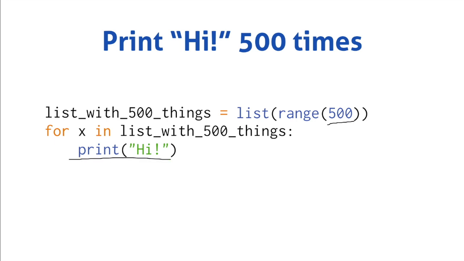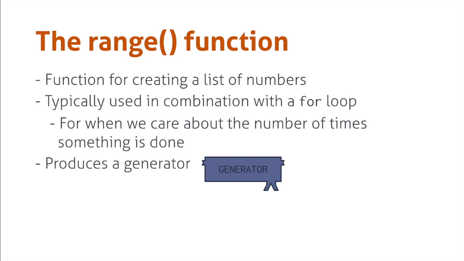times. So the range function is a function that allows us to create a list of numbers of an arbitrary length, and we'll typically use it in combination with a for loop to repeat something a given number of times. It creates something called a generator, which are introduced in another optional video.